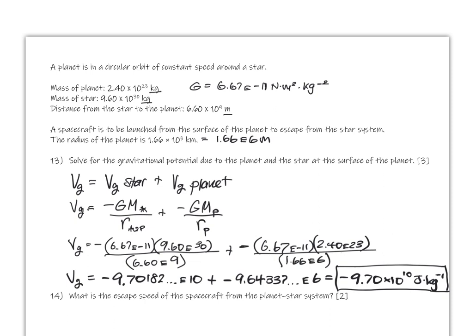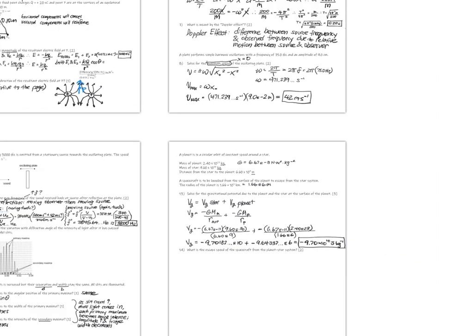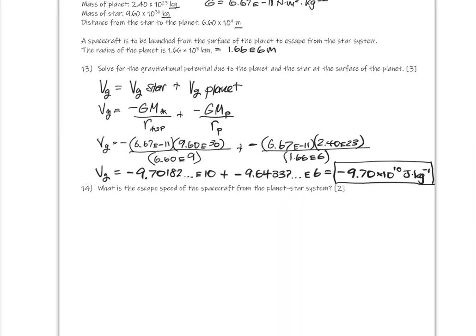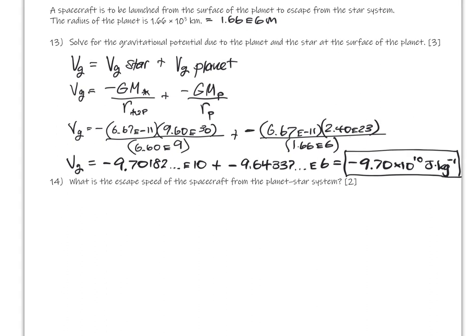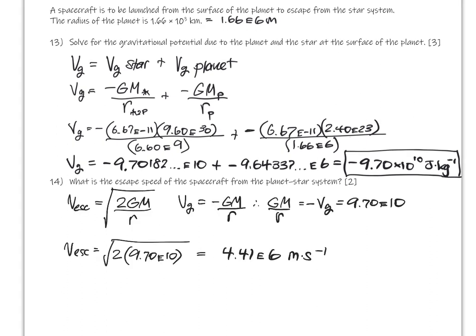So when you combine those two together, the potential from the star and the potential of the planet, we get negative 9.7 times 10 to the 10 joules per kilogram. And last but not least, yes, last but not least, we have escape speed of the spacecraft from the planet-star system.